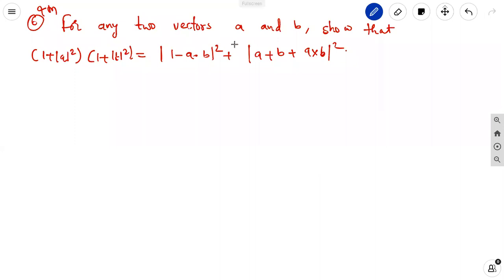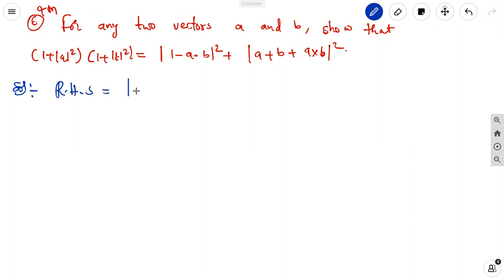Sixth one: for any two vectors a and b, show that (1 plus mod a square) into (1 plus mod b square) equals modulus of (1 minus a dot b) square plus modulus of (a plus b plus a cross b) whole square. Here, going from left to right, it is a little bit difficult to find out. Why? Because on the left side the product is a plus, but on the right side there is a negative. So it is a little bit complicated. So we can take the right hand side terms. Here we can take RHS.